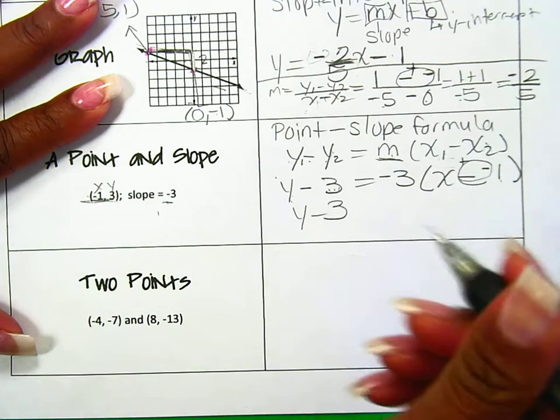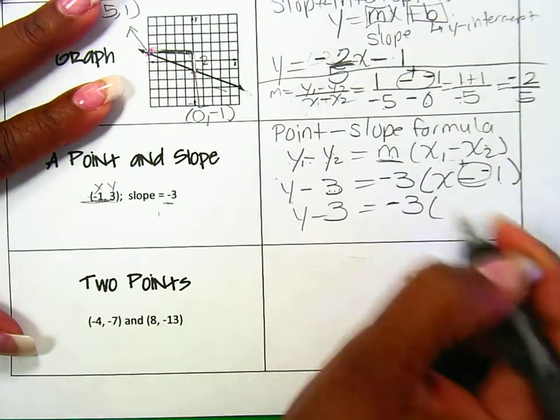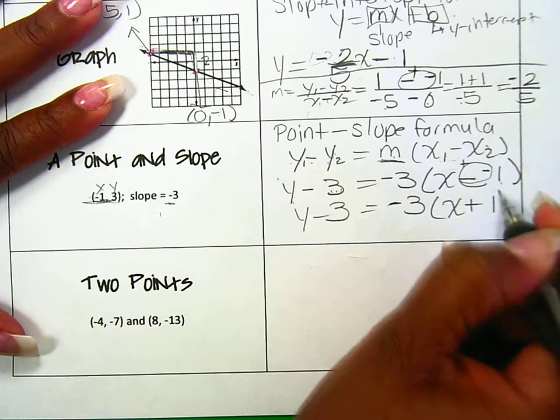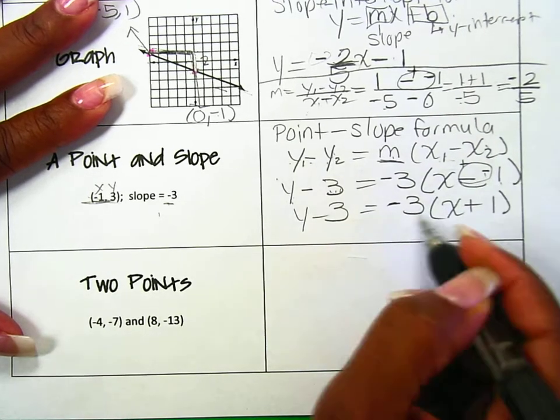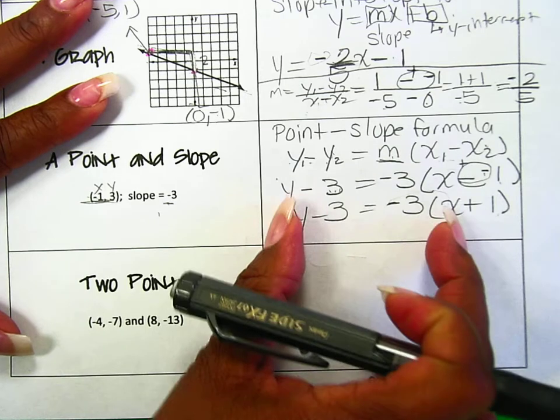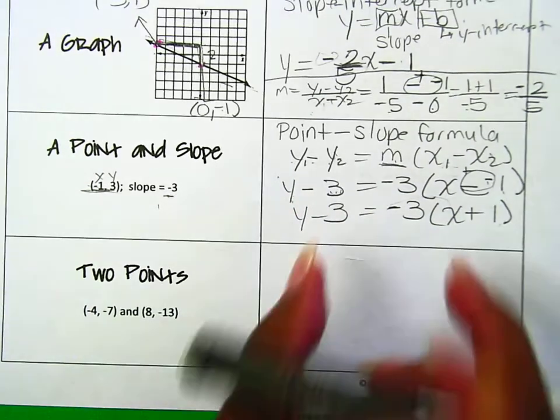Just FYI, I'm jumping back. Equals -3 times x plus 1, because that's negative times negative. No, do not distribute that. You can leave this just like that and you're done.